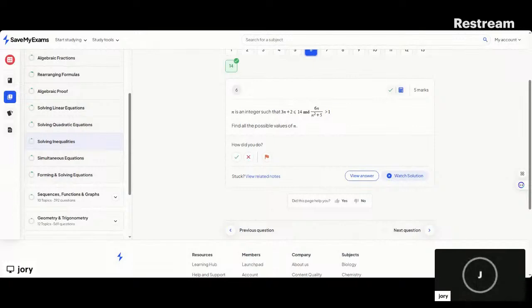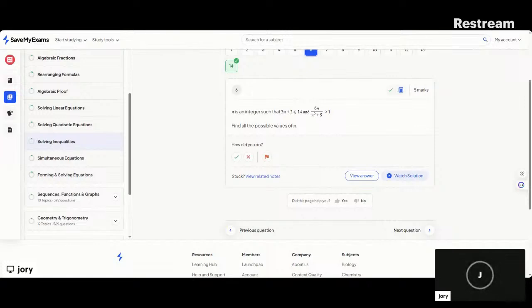Okay, let's find n first. So it's 3n plus 2 less than or equal to 14. So minus 2, it's 3n less than or equal to 12. N is less than or equal to 4. Okay, that's good. And then let's do the new one.